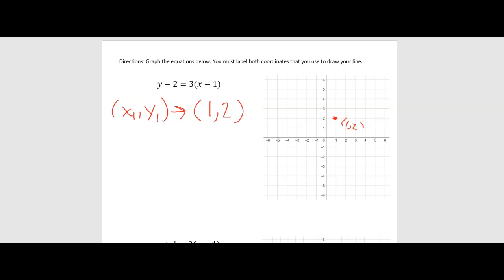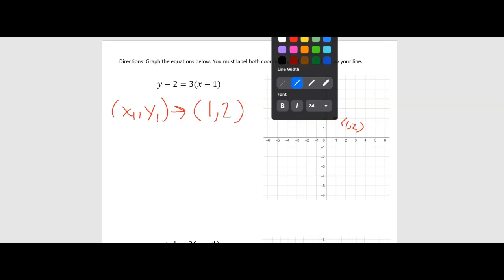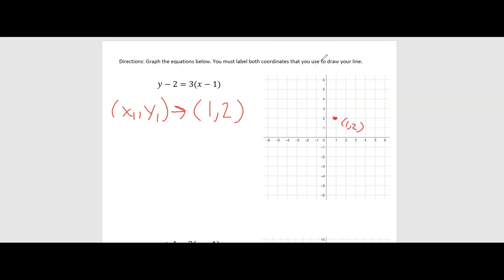One, 2. Now I need to find that second point. Because this graph is nicely ticked off by 1s, I can use my slope. My slope is equal to change in y over change in x, which in this case is 3. I can make that a fraction just by putting it over 1. So my change in y is 3, I'm going to go up 3. Change in x is 1, I'm going to go over 1. And there's my new point.